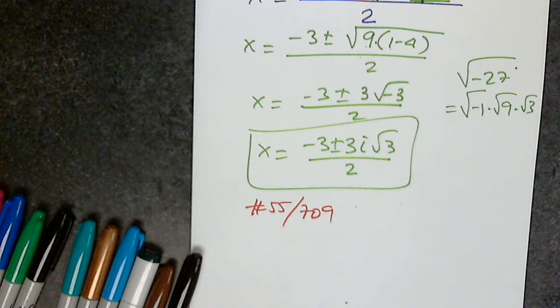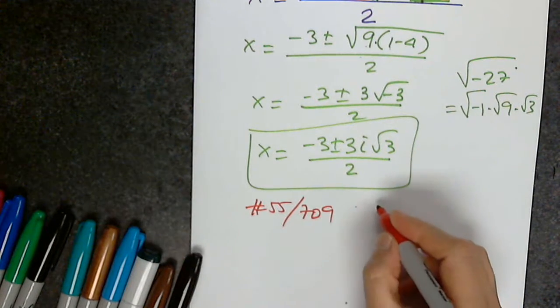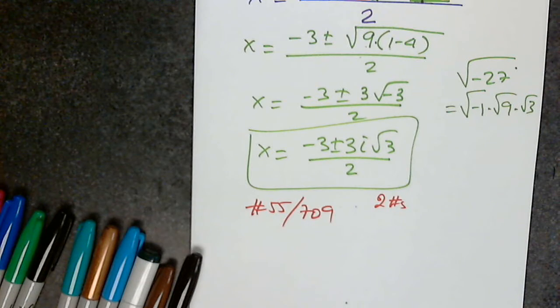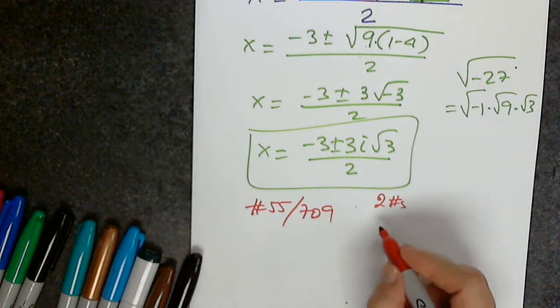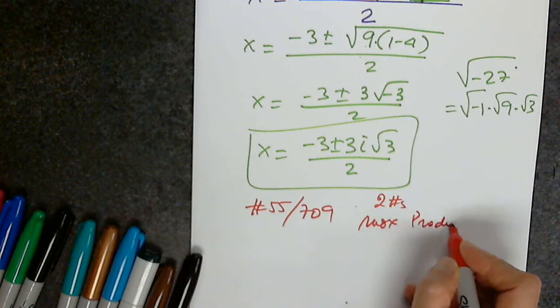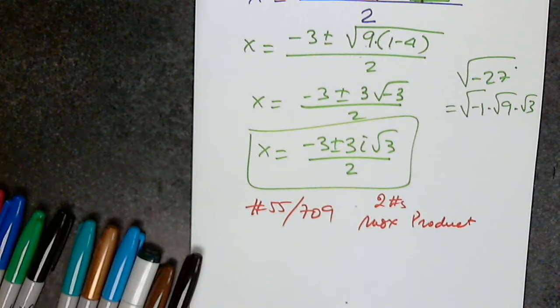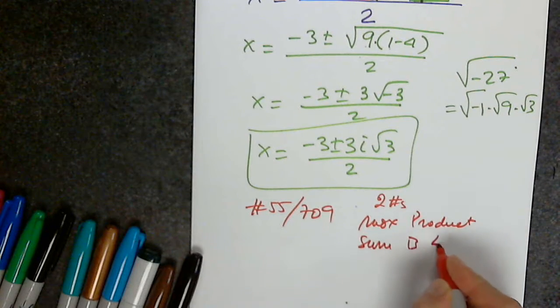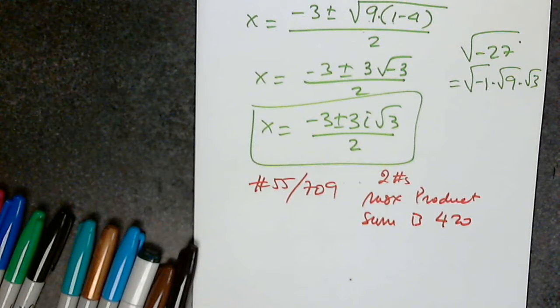Let's look at 55 on 709. Find 2 numbers. I'm taking notes when I read. 2 numbers whose product is as large as possible, so maximum product, given that their sum is 420. So I'm asked to find 2 numbers with a maximum possible product whose sum is 420.